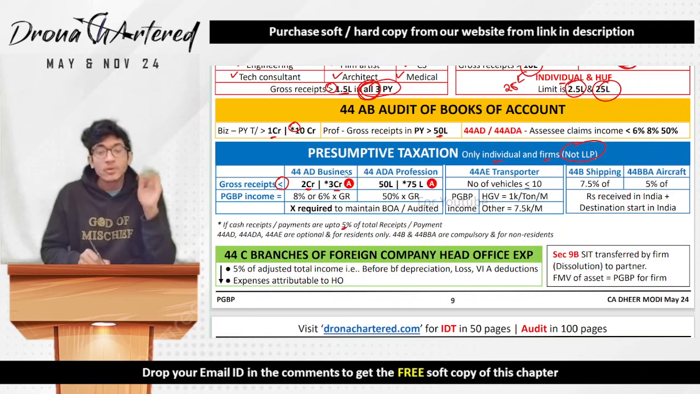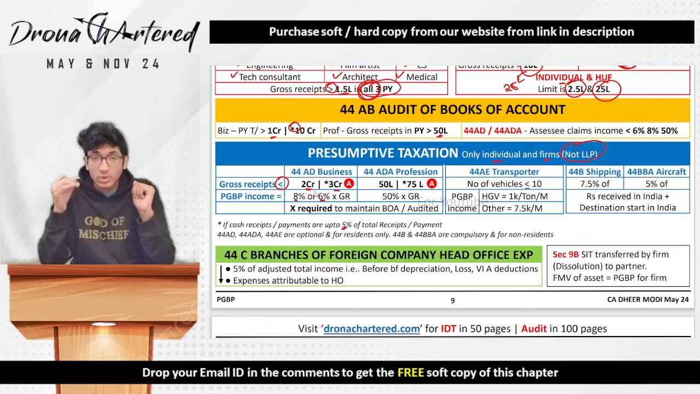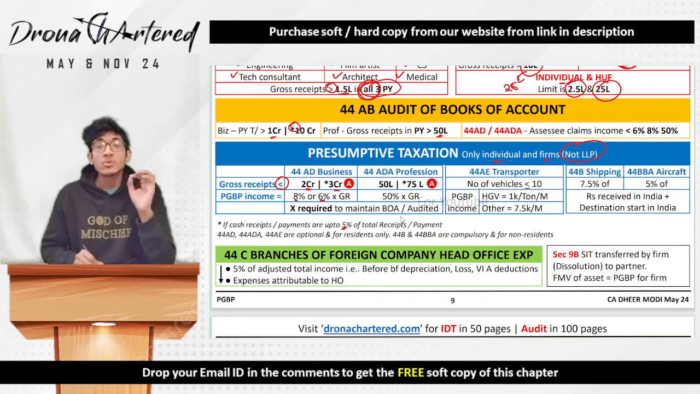Over here, now the limits are 2 crore or 3 crore based on the 5% rule. PGBP income will be 8% or 6% of your gross receipts. So 6% is for your digital transactions and 8% is for your non-digital transactions. That into your gross receipts will become your PGBP income.